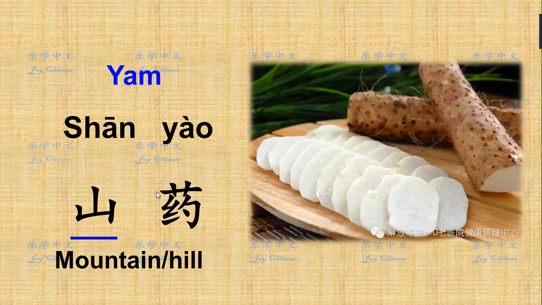Last one is 山药. I don't see it here in the normal supermarket. You maybe find them in the Asian supermarket. It's yam. 山药. Shan means mountain or hill. Yao means medicine. You see the skin is like a tuberous plant, like medicine. We call it 山药.